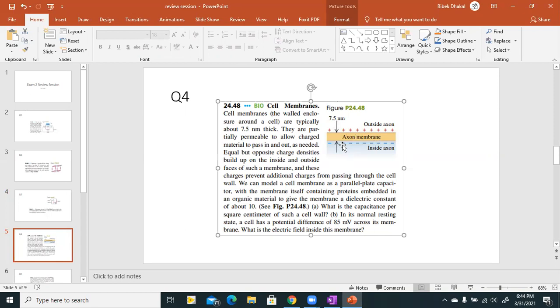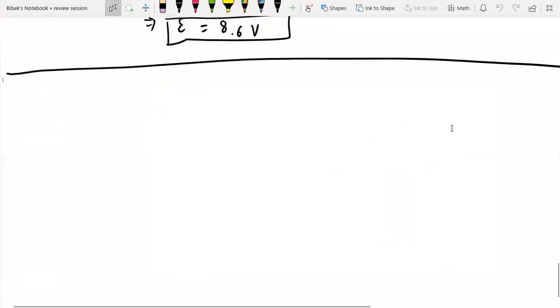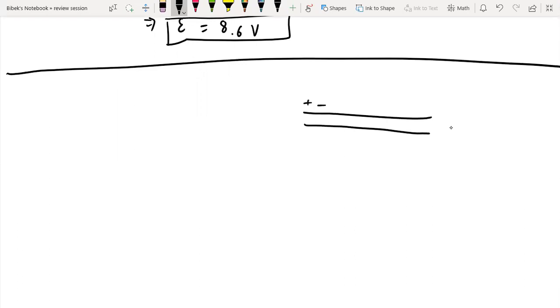So there's a model that the scientists use when they do biophysics. Now you need to find the capacitance per square centimeter of such a cell wall, and you are given the dielectric constant of about 10. So let's solve this problem. It's not a hard problem. It could just be hard to understand for some of these students.